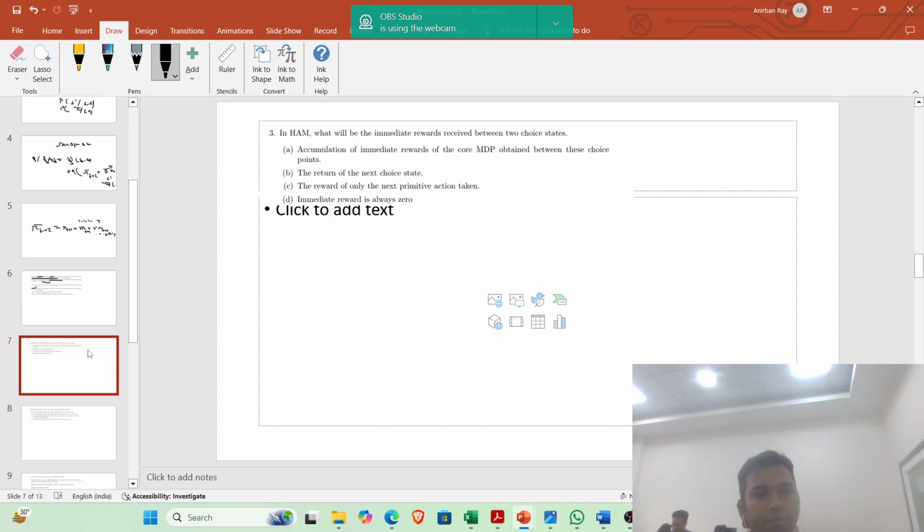Moving on, we've moved on to a different topic now: hierarchy of abstract machines. This requires some explanation. The hierarchy of abstract machines, HAM, is there.